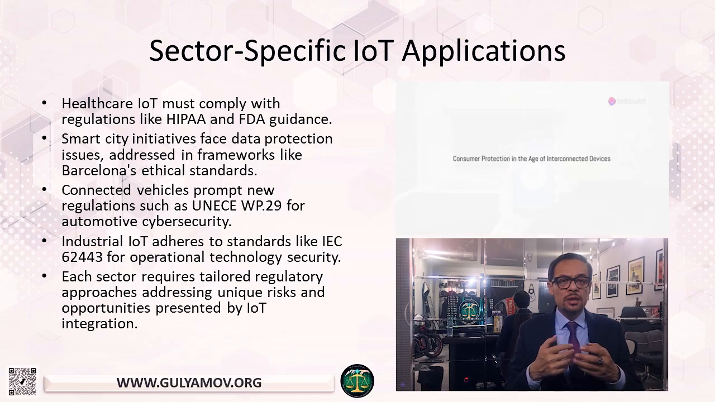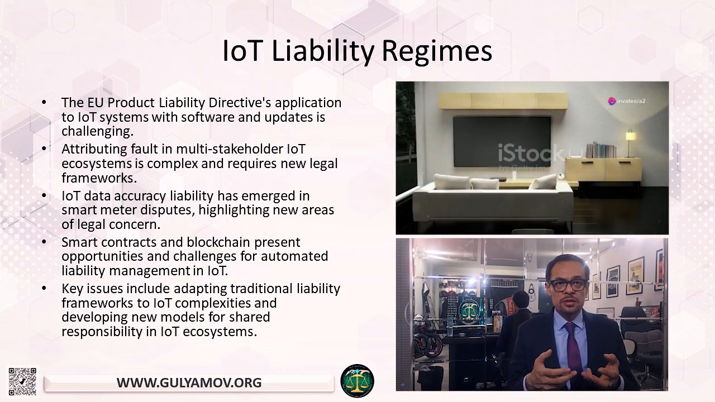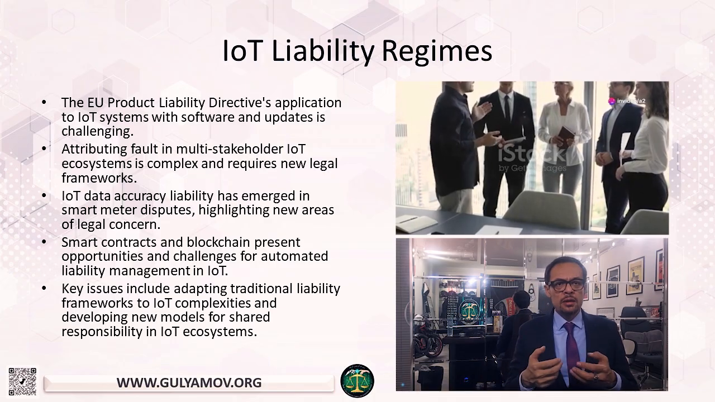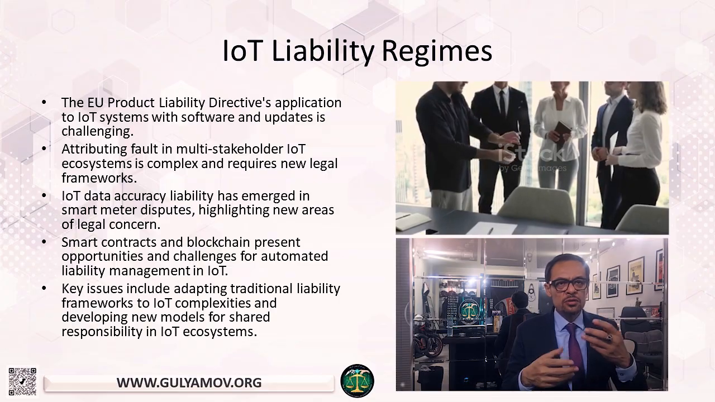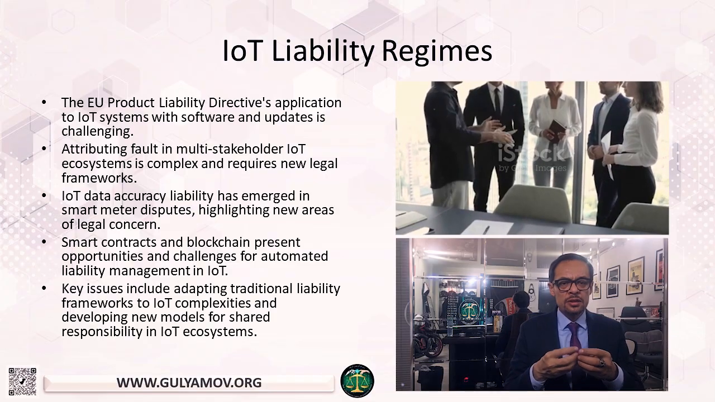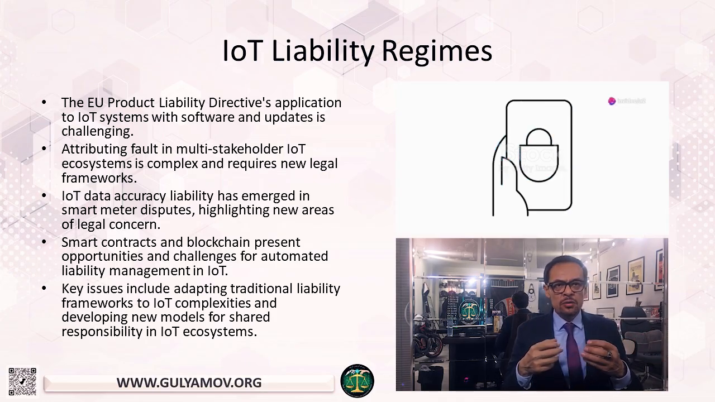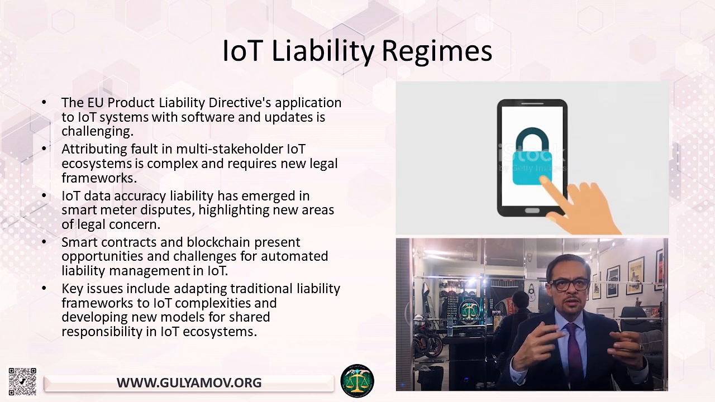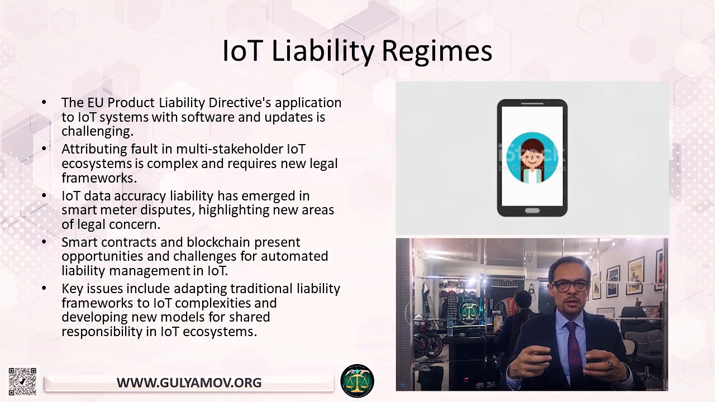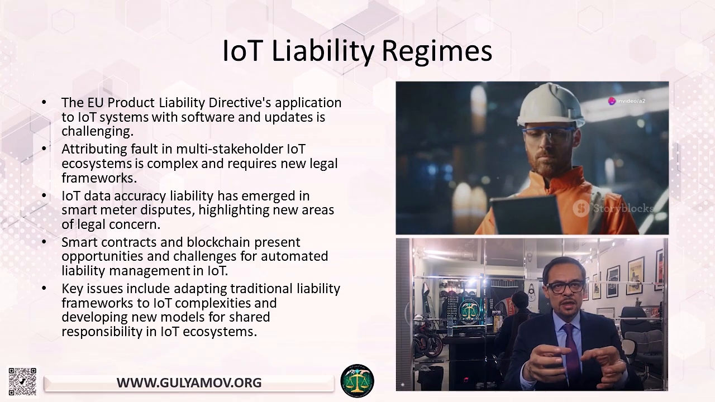IoT liability regimes. The realm of IoT liability, as depicted on our slide, presents a complex legal landscape that challenges traditional notions of responsibility and fault. The EU Product Liability Directive, once a cornerstone of consumer protection, now grapples with the intricacies of IoT systems, where software updates can fundamentally alter a product's functionality. Attributing fault in the multi-stakeholder IoT ecosystem becomes a Gordian knot of technical, legal, and ethical considerations. Novel issues emerge, such as liability for IoT data accuracy, highlighted by disputes over smart meter readings.